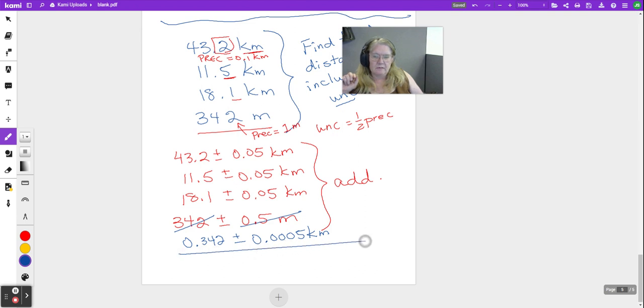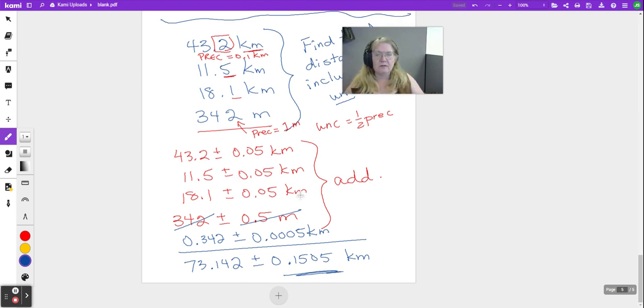Now when we add numbers together that have uncertainties, we add the nominal, the actual left-hand number to left-hand number, and we add uncertainties to uncertainties. So I'm going to grab my calculator and go 43.2, add on 11.5, 18.1, and 0.342. And I have 73.142. Now the catch is I also have to add up my uncertainties. And I get this crazy number. Okay, so how far was traveled that day? 73 kilometers, give or take 0.1505. Because each of those measurements had a margin of error, we have to make sure that we include that in our total as well.